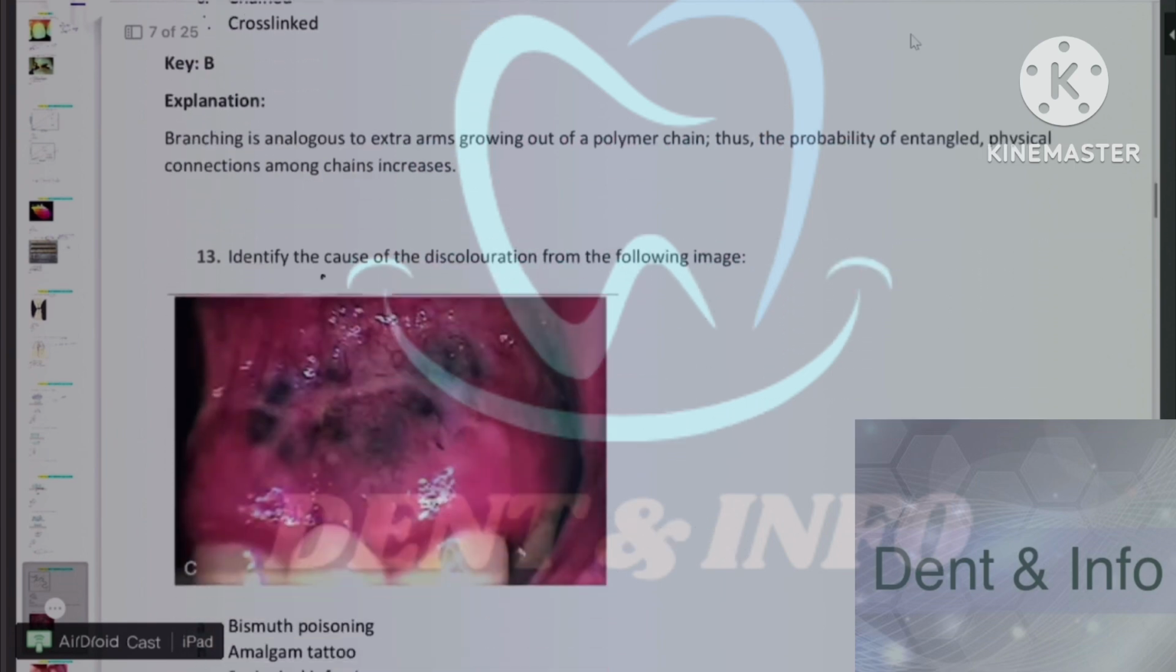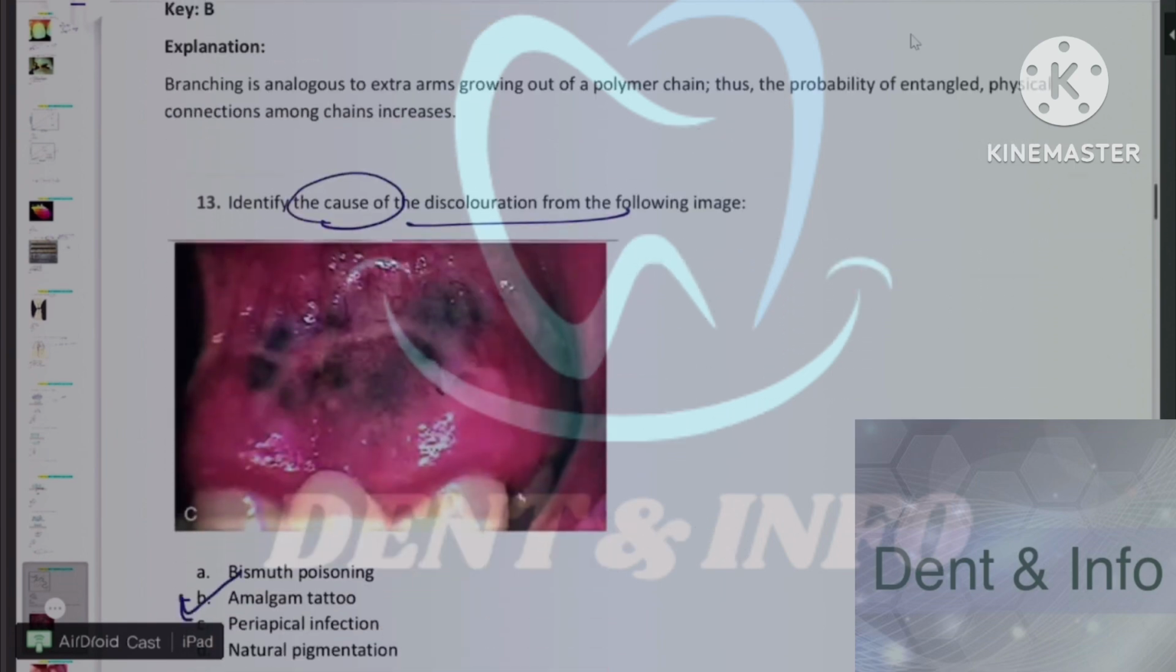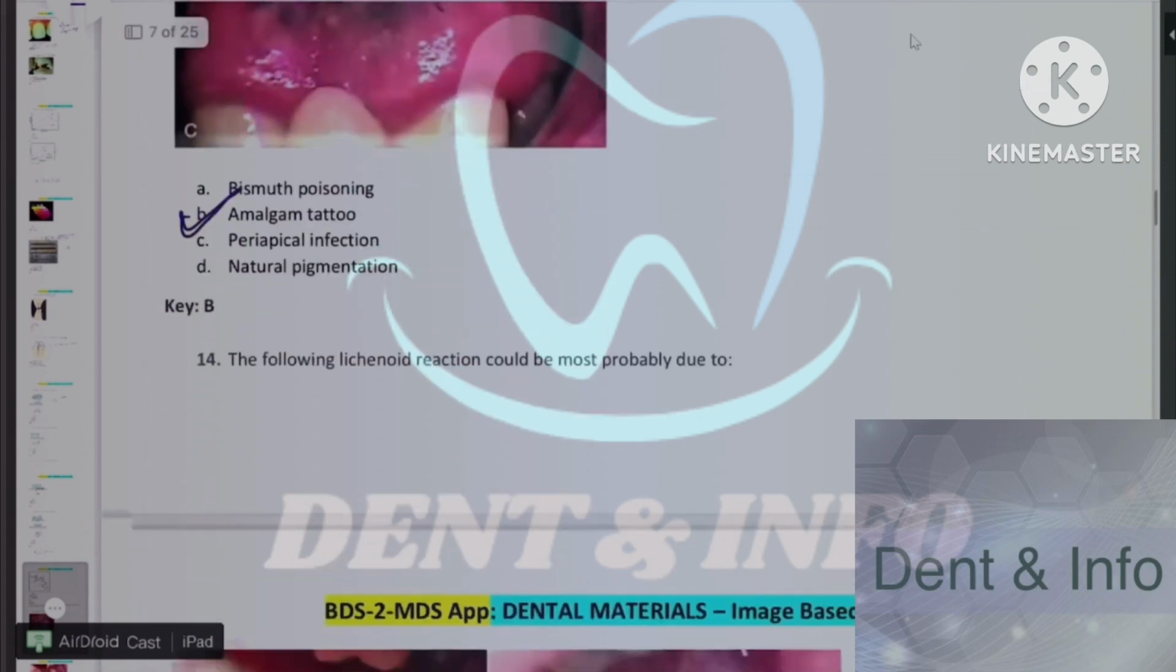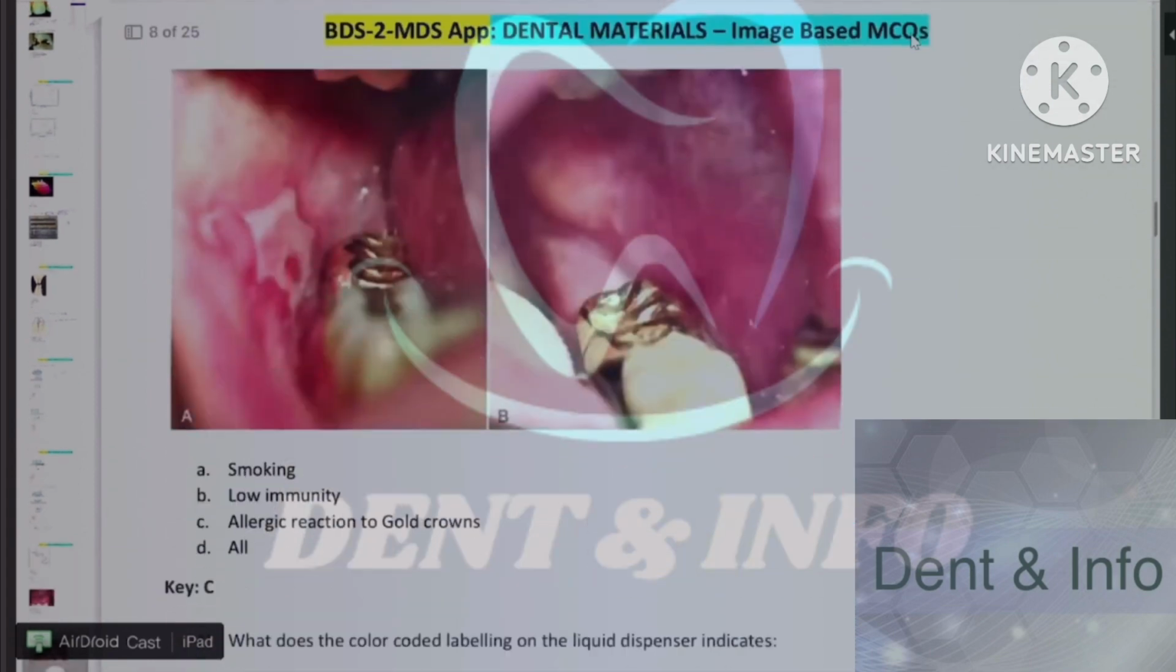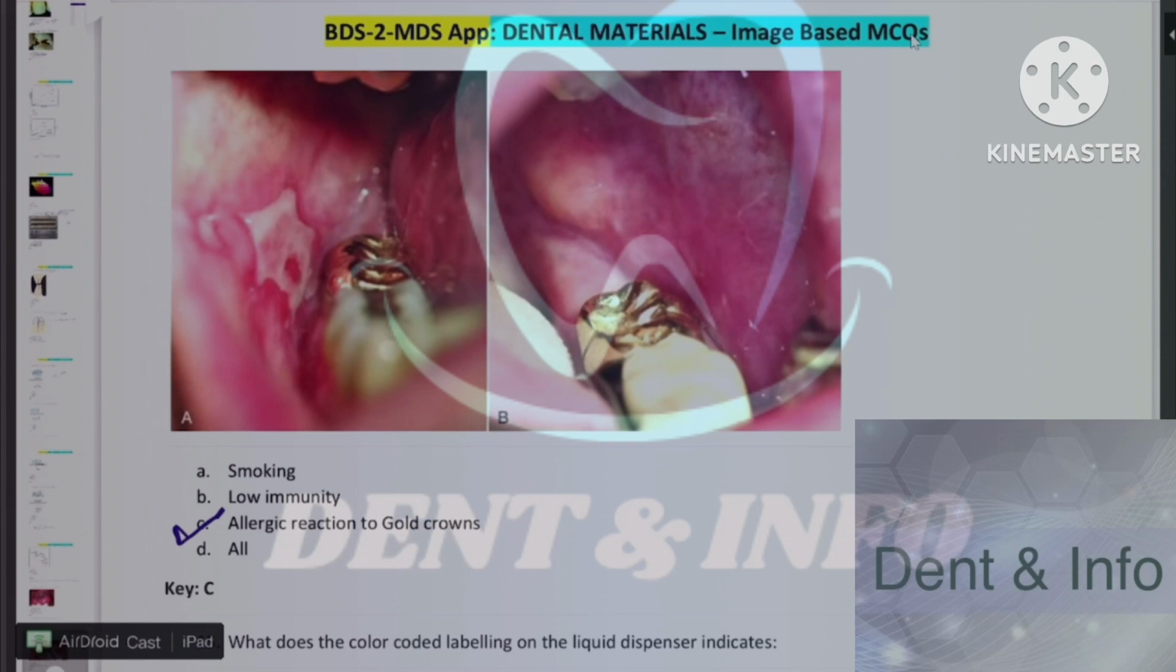The cause of discoloration is amalgam tattoo, right? This is allergic reaction to gold crowns. Yes, the patient can be allergic because gold crowns are also not 100% gold. It will have some impurities. This is the best answer in this case.